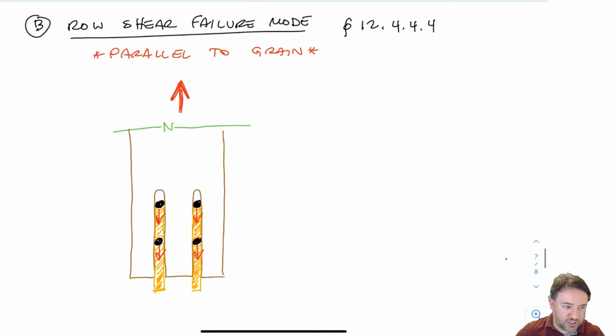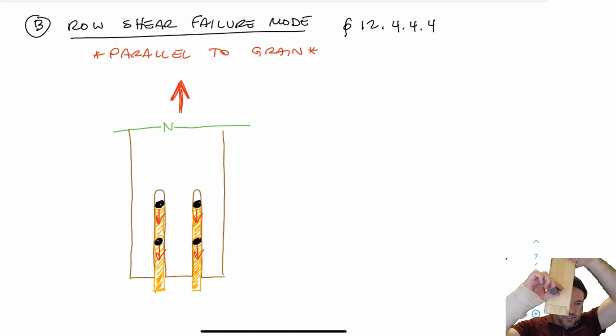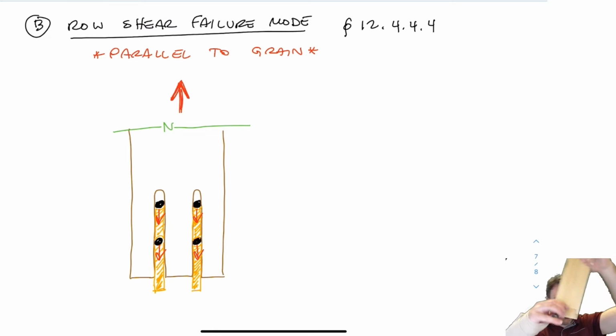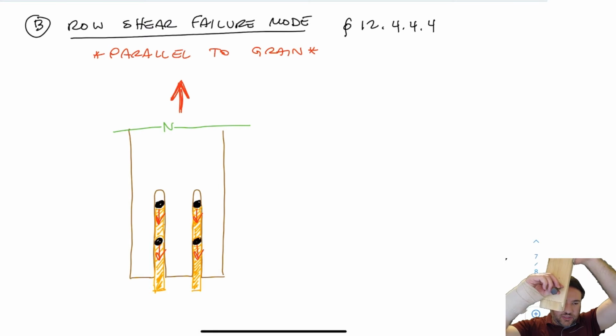Here's what the row shear failure mode looks like. So basically what we have here is a piece of wood, and we have a bolt in the piece of wood, multiple bolts in the piece of wood. And basically what's happening is this bolt is connected to something else behind. I'm only showing one side of the connection here. So the bolt is attached to something else behind. Maybe it's attached to a steel plate or something. Let's consider that that plate is not moving.